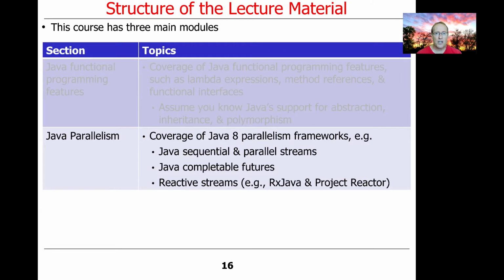The bulk of the course is going to focus on the parallelism frameworks that you get with Java, and this will include, again, sequential and parallel streams. Once you understand sequential streams, parallel streams is quite easy to understand, so that's where we're going to start after we do the functional programming part. We'll talk about Java Completable Futures next, and then we'll finish up the class with a focus on so-called reactive streams, which are really, really cool.